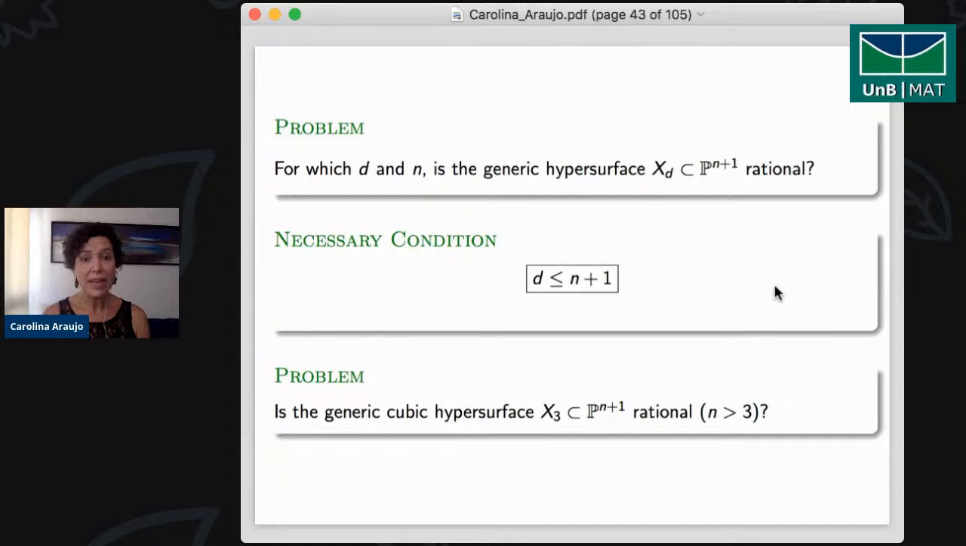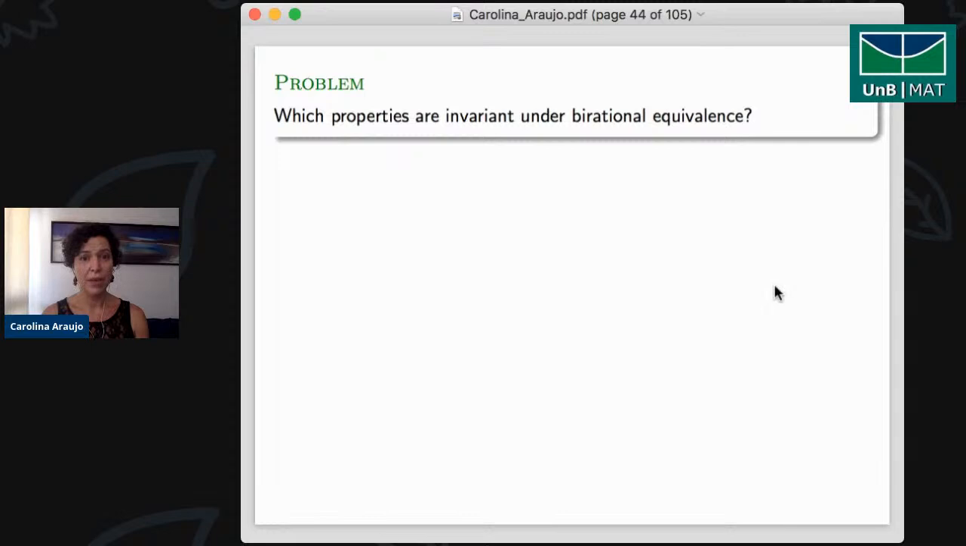This is a very striking problem in birational geometry. Now, if we want to attack this problem, how can you check if something is rational or not? We need to find some property that is invariant under birational equivalence, and then check if this property holds for 2 given varieties, in order to have at least a necessary condition for them to be birationally equivalent.